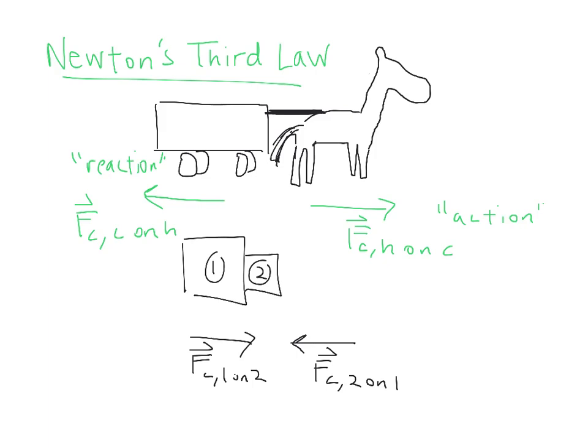Now, which force you call action and which one you call reaction is totally arbitrary. Usually the first one you think of, you just label that the action force, and then that makes the second one the reaction force. We could have just as easily labeled it the other way. So if now we're going to write an equation, we could write here that the contact force of the horse on the cart is equal to the negative of the contact force of the cart on the horse. So they have the same magnitude, but they are opposite in direction.